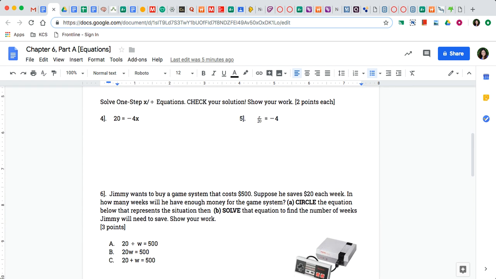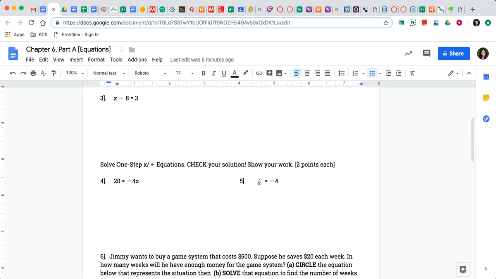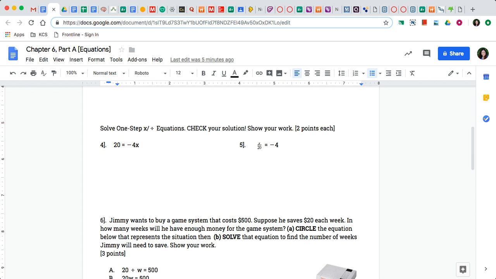Numbers 4 and 5. You're going to either multiply or divide. Make sure you're checking your answer. Same thing for this one up here, checking your answer. Check your answer here. Okay.